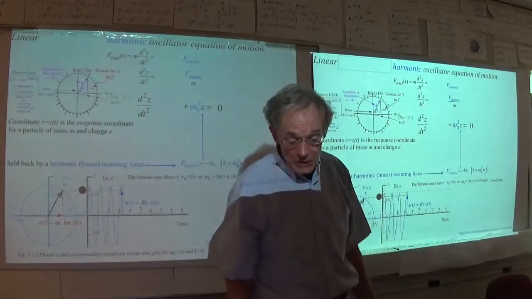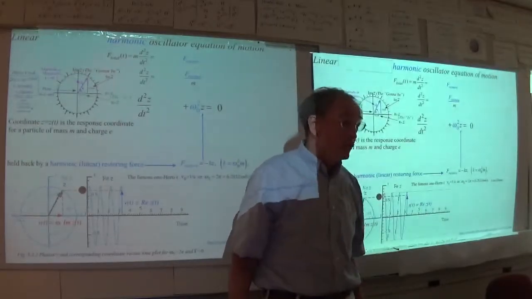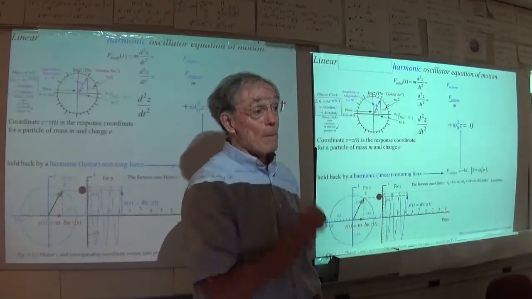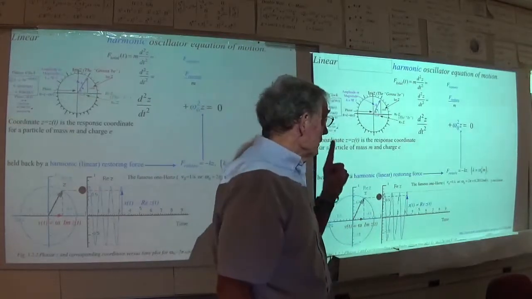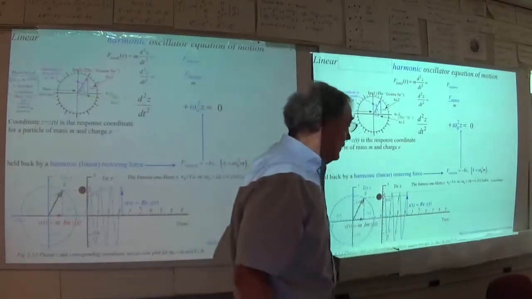Any of you that work in chemistry and do infrared spectroscopy, it's measured in inverse centimeters, number of waves per centimeter. Here we're talking about number of waves per second, and we're only asking for 1 wave for every second. Let's make it easy here.